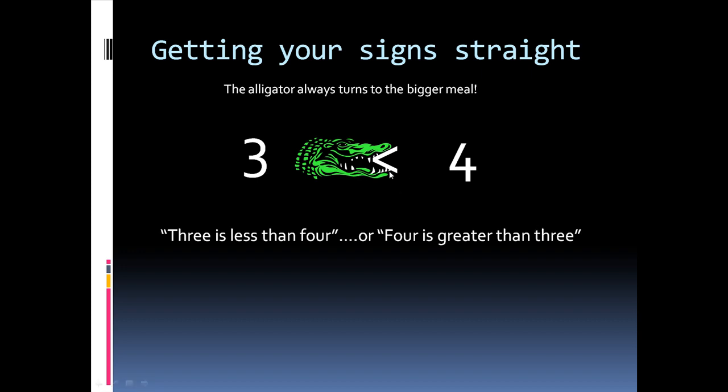So if you think of that relational operator, that arrow, as an alligator with open jaws, you can really never go wrong.